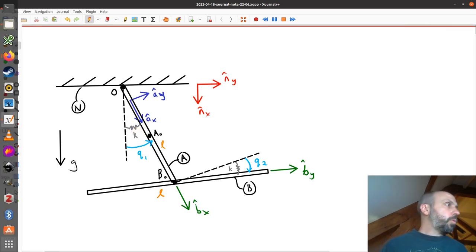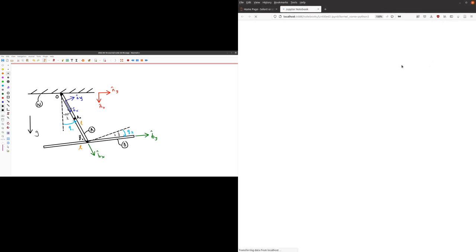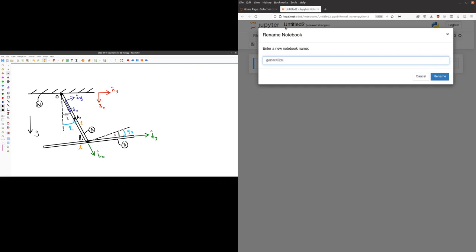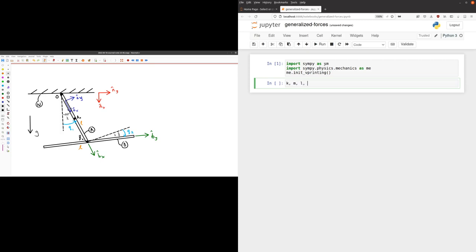And let me switch screens here. All right, so we're going to come over here, and then I'll make a new notebook. Let's call this generalized forces, okay? And then get our imports. All right, let's get some constants in here first. We're going to have a spring constant that is K. We're going to have mass. We're going to have the length of the rods, L. And we're going to have an acceleration due to gravity. And I think that's it. K, m, l, g.